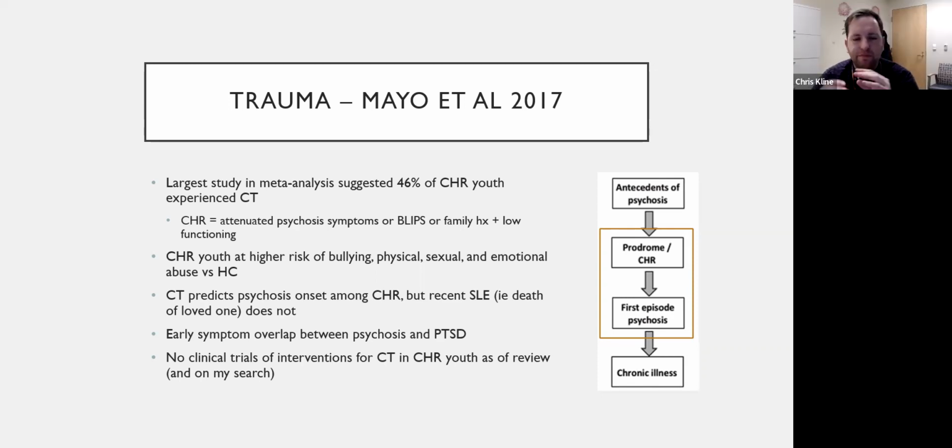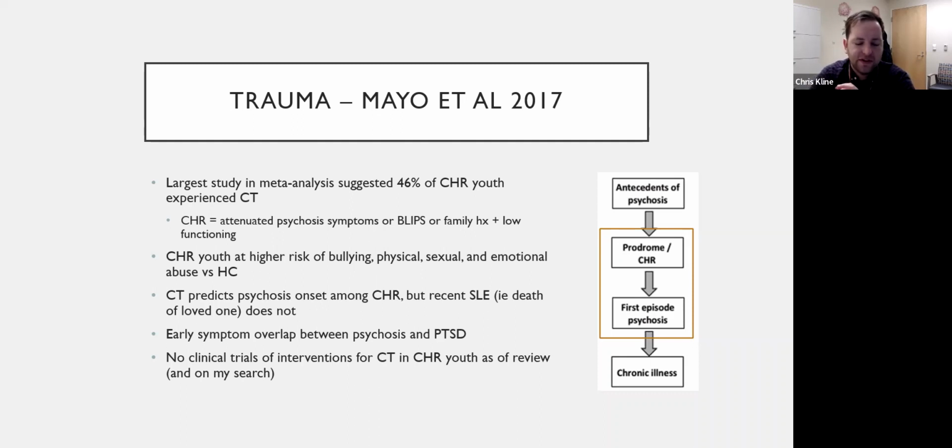The transition rate from being high risk to having a first episode of psychosis can vary widely due to ascertainment strategy, diagnostic instrument, and follow-up period. The largest study suggests a conversion rate of about 35%. And sexual and physical abuse were the traumas most likely to be associated with later psychosis conversion.